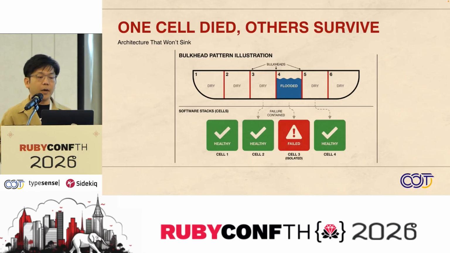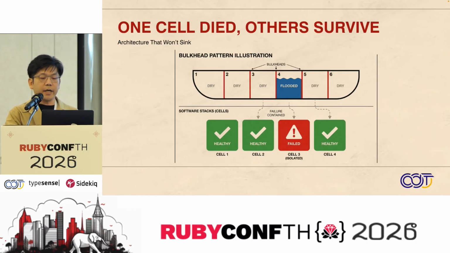When we are talking about cell-based architecture, this is a picture that you will always see. Think about the platform as a ship. In a traditional setup, the hull is basically one big open space. If you get a hole, the whole ship floods and sinks. With cell-based architecture, you introduce bulkheads. You split the hull into compartments. If one compartment is flooded, the others stay dry.